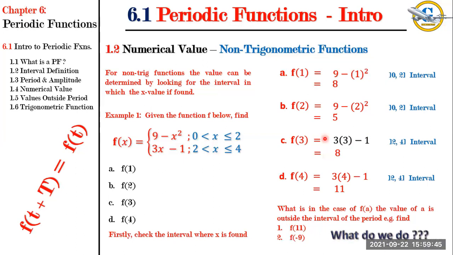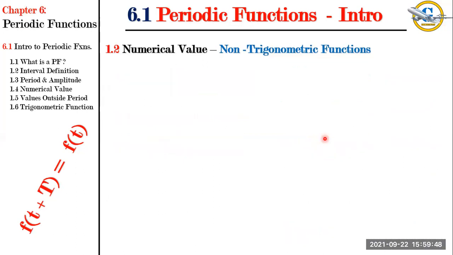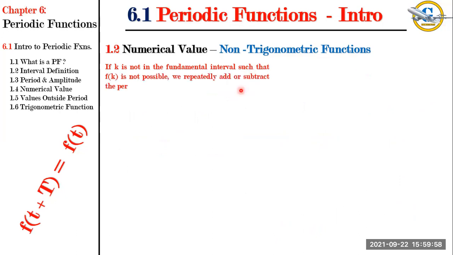So let's see what we do in such cases. Since these are periodic functions, there's always going to be a way. If k is not in the fundamental interval, that is, if f of k is not directly possible, then we are going to repeatedly add or repeatedly subtract the period to k until a value is found in this fundamental interval. We add when the value of k is negative, let me say k is negative 11. We add until we have a value. But if the number is above, we continue to subtract the period until we have a value in that interval. Let's take this example and explain it better.